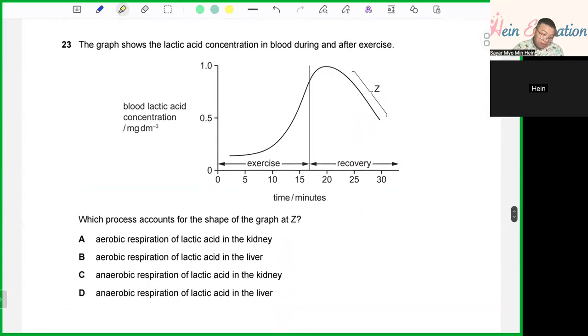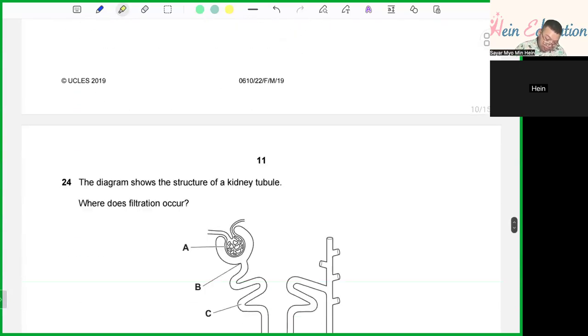And the graph shows the lactic acid concentration in blood during and after exercise, and which process accounts for the shape of the graph at Z? So it means the lactic acid is decreasing. So it means oxygen debt. So we are repaying the oxygen debt. So it's the breakdown of lactic acid using oxygen. So it will be aerobic respiration of lactic acid, and it happens in the liver.